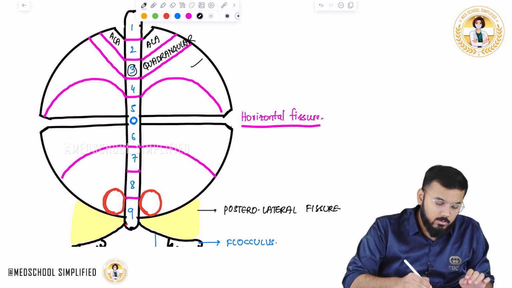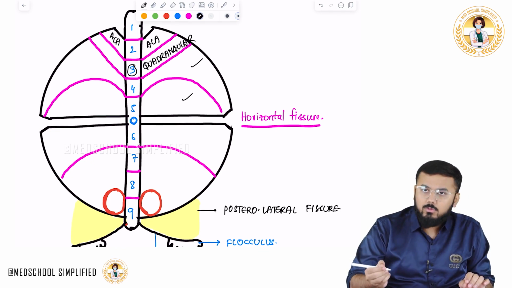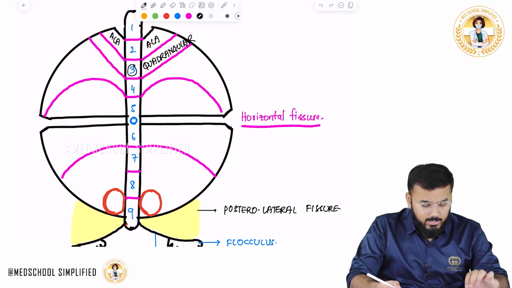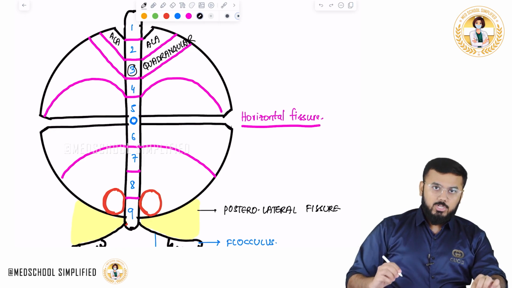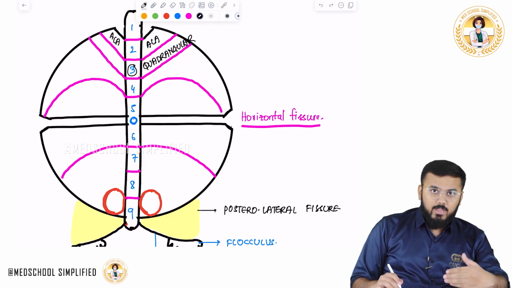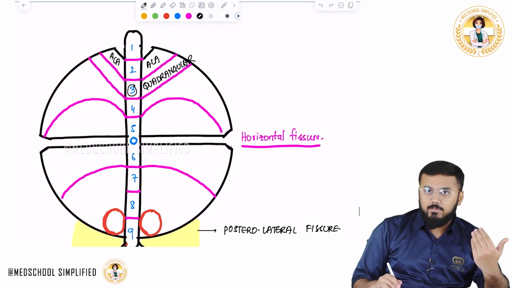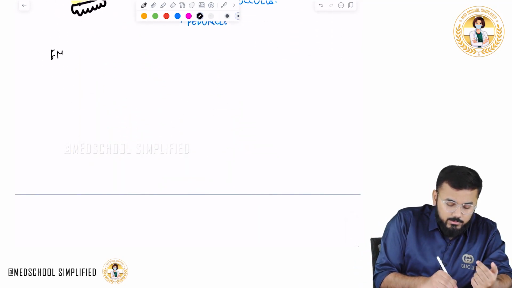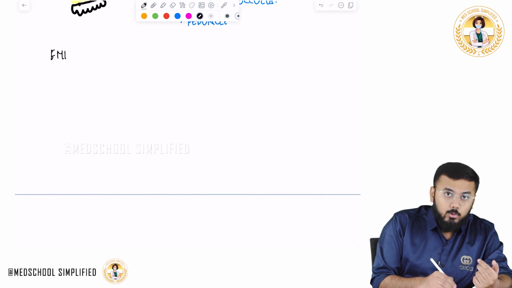Actually, each one of these also has a specific name. We are not going into that detail about each and everything. But right now, embryologically, how many ways is this cerebellum divided into? Embryologically, the cerebellum is divided into 3 lobes.